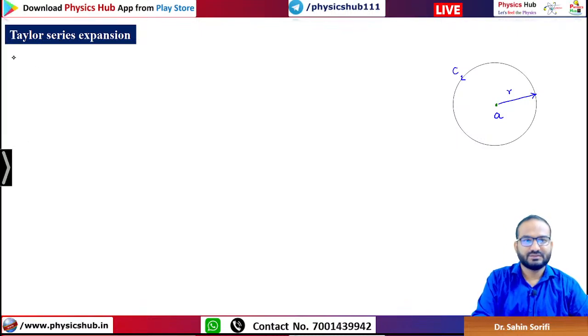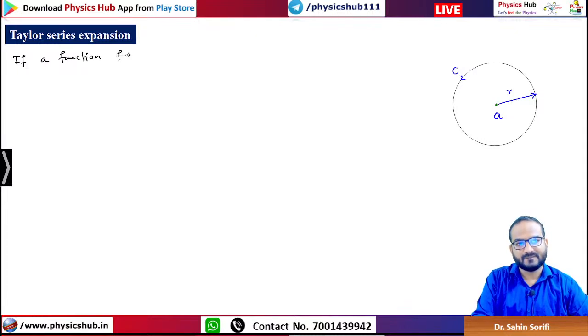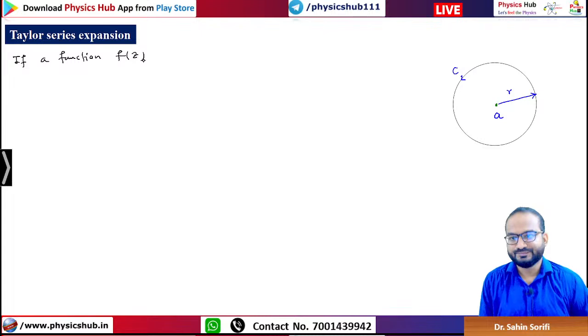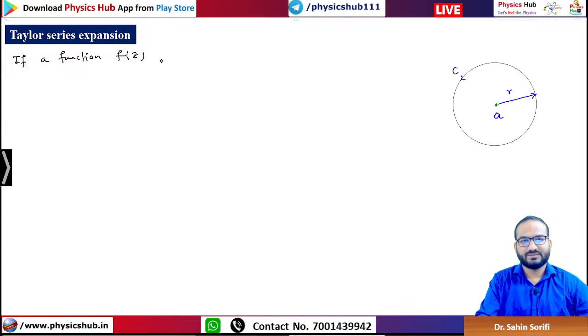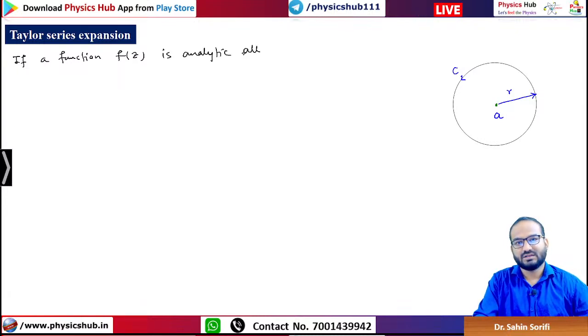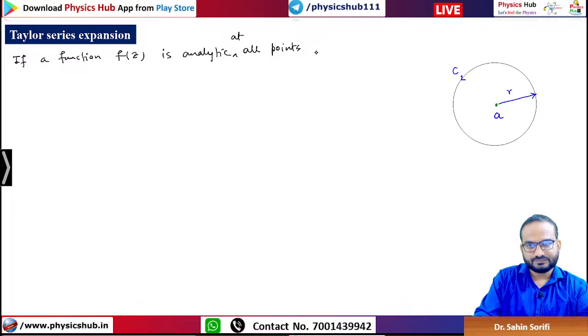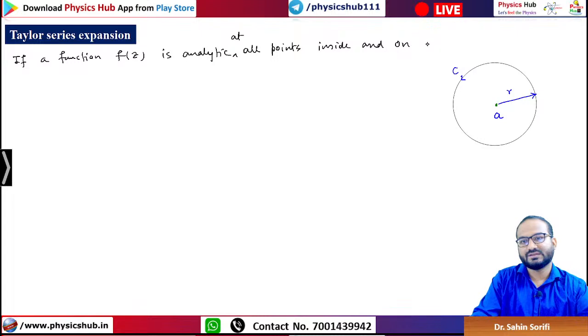So write a few lines. If a function, let's say f of z, is analytic everywhere inside the circle, f of z is analytic at all points, and let's say this curve is C, inside and on the circle C. It means inside there is no point where the function blows up or becomes infinity.